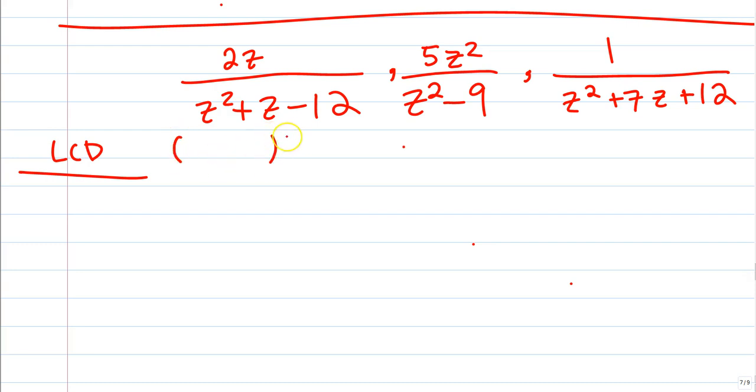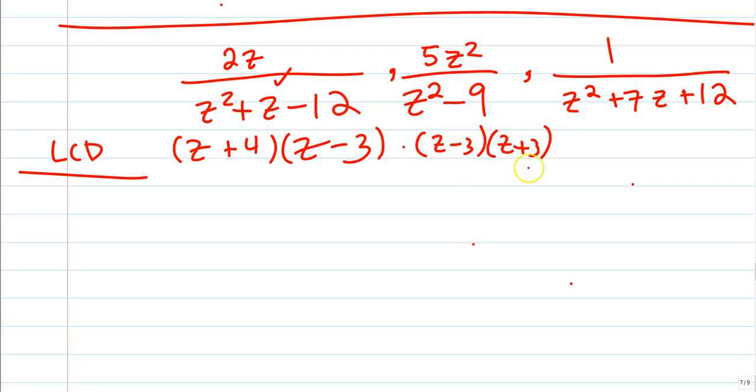Technically I see they all have a z squared, but I need them to be groups that are multiplying that are the same. Okay? So I have z, how about plus 4 and minus 3? It makes a negative 12 and combines to make a positive 1. This is an a squared minus b squared, so z minus 3, z plus 3. And this one, how about z and z? We're looking at 4 and 3 to make a 7.